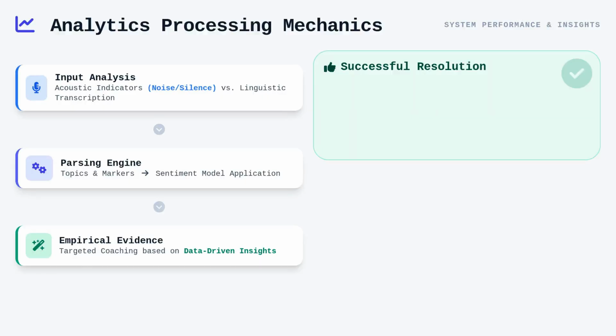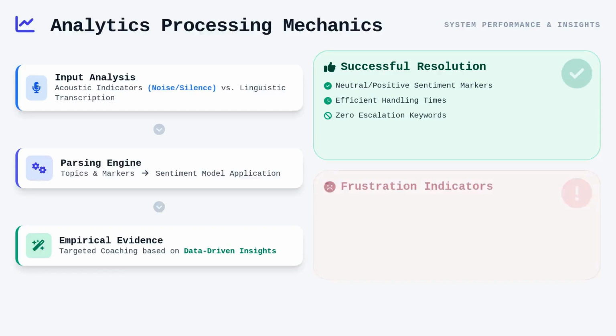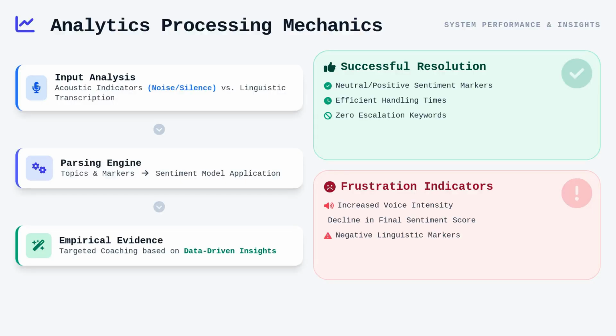Successful resolution patterns are often characterized by specific sequences of neutral or positive sentiment markers, paired with efficient handling times and the absence of escalation keywords. Conversely, indicators of frustration often manifest through a measurable increase in voice intensity or a decline in the sentiment score during the final moments of a call.